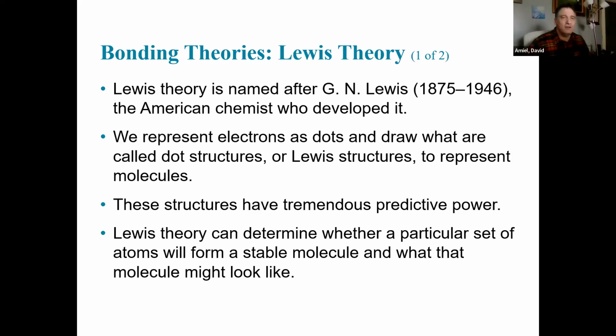The basic theory is called Lewis theory, named after Lewis, an American chemist. And we represent the electrons as dots and draw what are called dot structures. These dot structures have an enormous amount of predictive power. Using these structures, again, you can replicate the activity that we did in week 1 of figuring out the formula of the compound that bonds between 2 atoms. We're going to reach the same results in a totally different way.